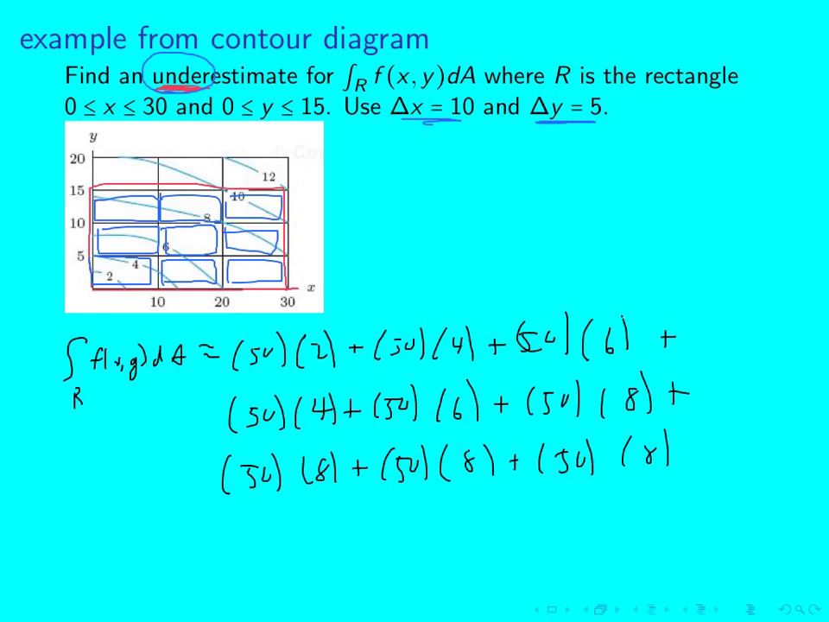So again, as with the first example, you can simplify life a little bit by factoring out the 50 and then adding up what's left, or distributing it out. So we get 2 plus 4 plus 6 in the bottom row, plus 4 plus 6 plus 8 in the middle row, plus 3 eights in the top row. Okay, and then if you work all that out, you get an estimate for the volume of the solid that's under the surface given by this function and above this region in the xy plane.